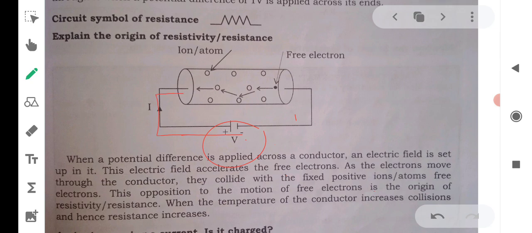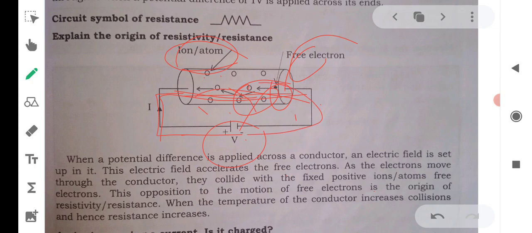I amount of current is flowing in this direction, and the dotted lines indicate the free electrons. These free electrons are moving. Sorry, this dot indicates a free electron, and the remaining holes are there. These are called ions or atoms. These free electrons are moving, which means current is flowing in this direction, which means electrons are drifting in the opposite direction. The movement of these free electrons will be stopped by these ions or atoms. That is the origin of resistance or resistivity.